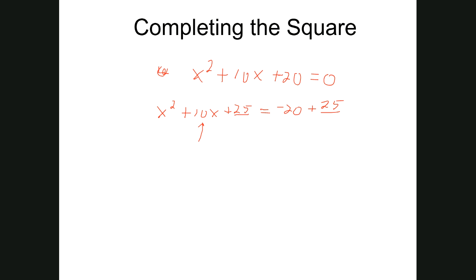So now on this side, this is what is called a perfect trinomial square. It factors down to (x plus 5)(x plus 5). But I don't want to write it that way. I want to write it this way.